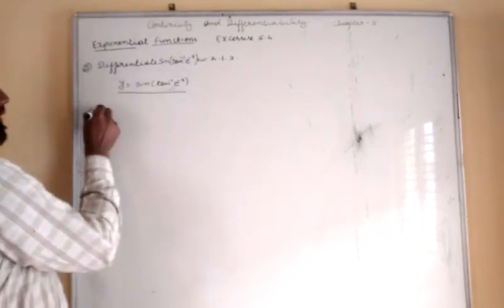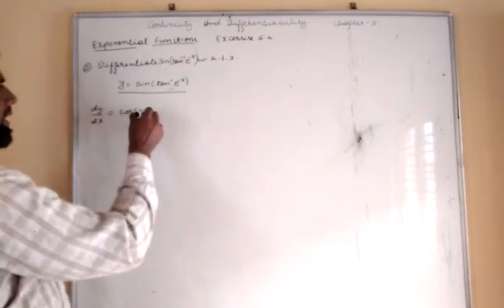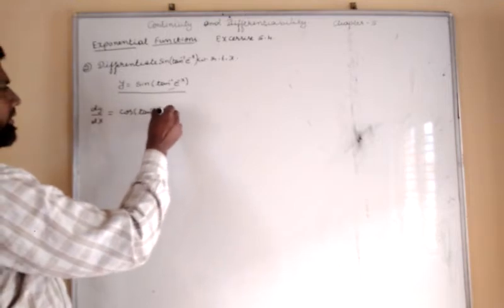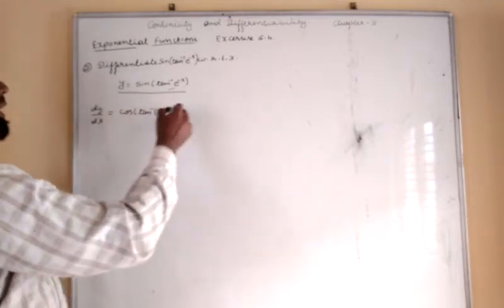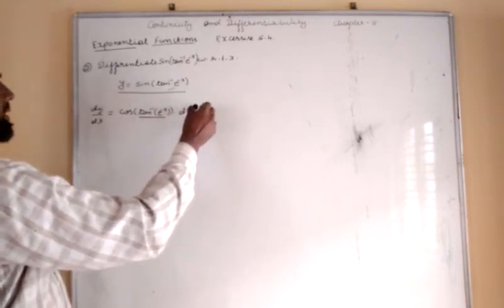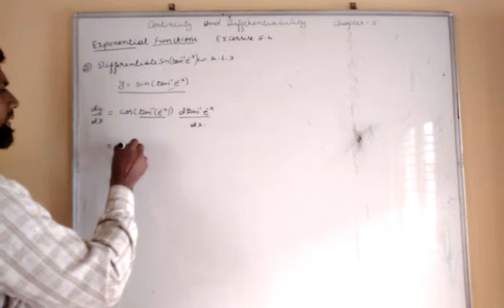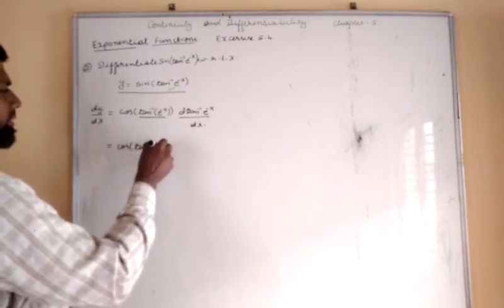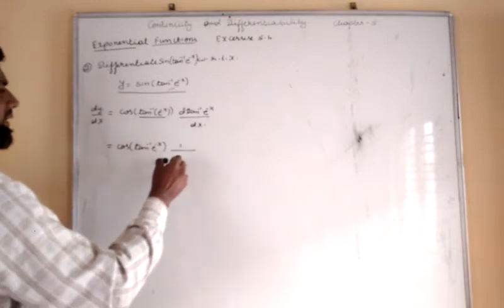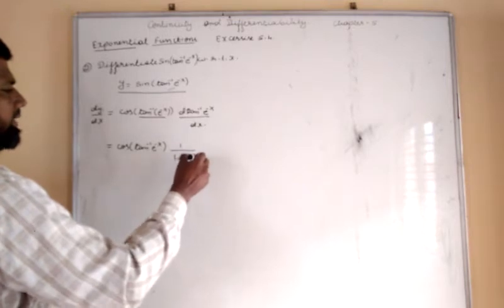Let us solve first directly. So, differentiation of sine is cos. In the place of x, there is tan inverse of e to the power of minus x. Let us differentiate tan inverse e to the power of minus x. Then cos of tan inverse e to the power of minus x. Tan inverse x differentiation is 1 by 1 plus x square. In the place of x, there is e to the power of minus x whole square.